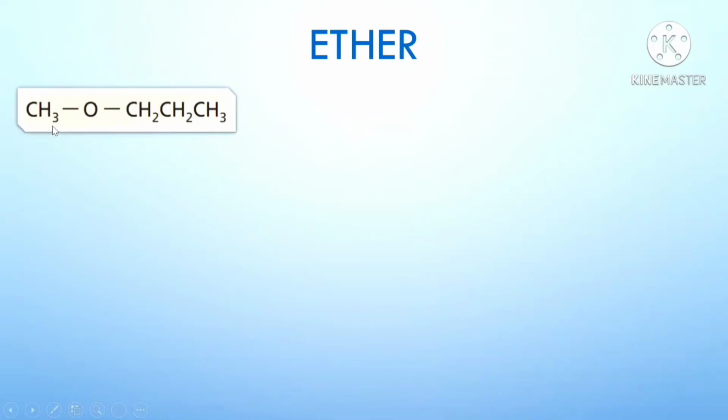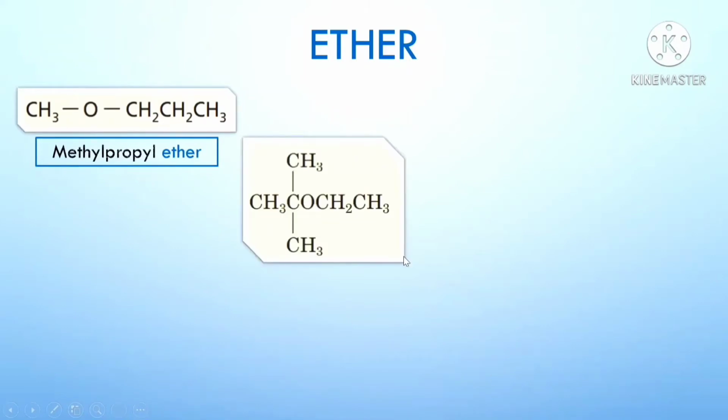Here, we have a methyl group on the left and a propyl group on the right, so the name would be methylpropyl ether. For branched ethers, it will be difficult to use the common names, so we have to make use of the IUPAC rules. The alkyl group attached to the oxygen is called the alkoxy group. For this example, since there are 2 carbon atoms, it's called ethoxy.